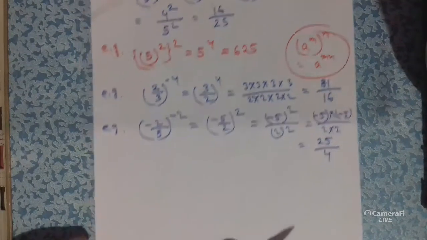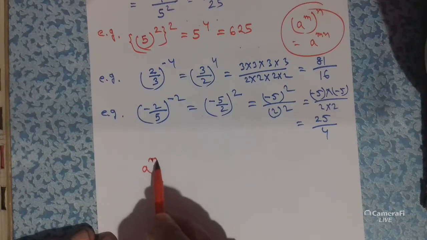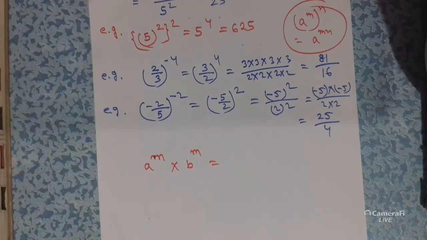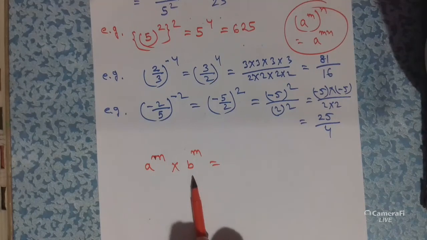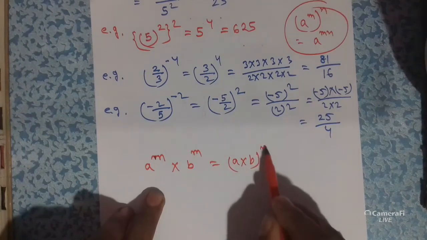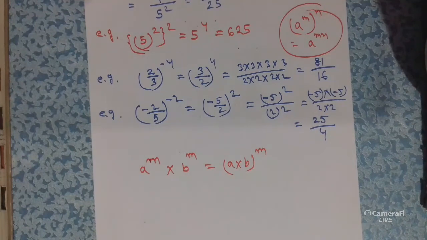Sometimes, students, the form should be like this: a to the power m multiply b to the power m. In this case, you can see that the bases are different but the powers are same. So in this case we can write it as (a multiply b) to the power m. Clear? I am going to show you an example about this.